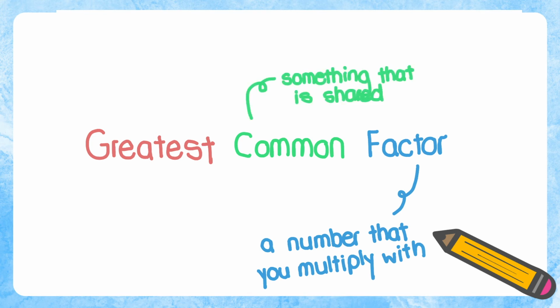And then common means that it's something that's shared with something else, like if you share something in common with your friends or your classmates. And then greatest simply means the largest. So basically the GCF is the largest factor that two or more numbers share in common.